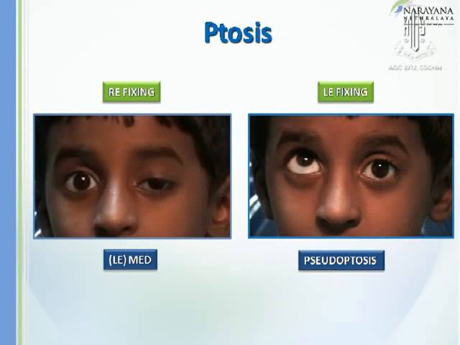The other important point that I want to talk about is ptosis. Before you label that the patient has ptosis, it's important that you make him fixate with the eye. For example, this patient has a left eye MED, but he's fixing with the right eye. Now when you make him fixate with the other eye, you will notice that the ptosis disappears. So actually he has a pseudoptosis. So before you plan the surgery, it's very important that you find out whether he has true ptosis or not.